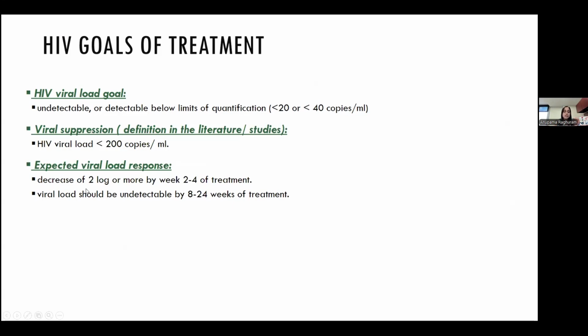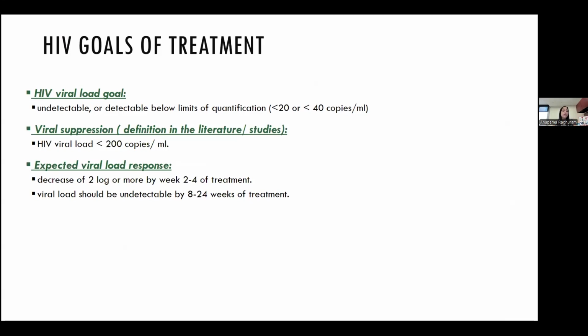It is a decrease of 2 logs or more by week 2 to 4 of treatment. So that's very quick, right? And if you don't like math, I'll try to put it in perspective. Say you start out with a viral load of 100,000. That's a log of 5. By 1 month of treatment, you want to go from a log of 5 to a log of 3, a decrease of 2 logs. And a log of 3 is 1,000. So you want to go from 100,000 to 1,000 by 1 month of treatment.